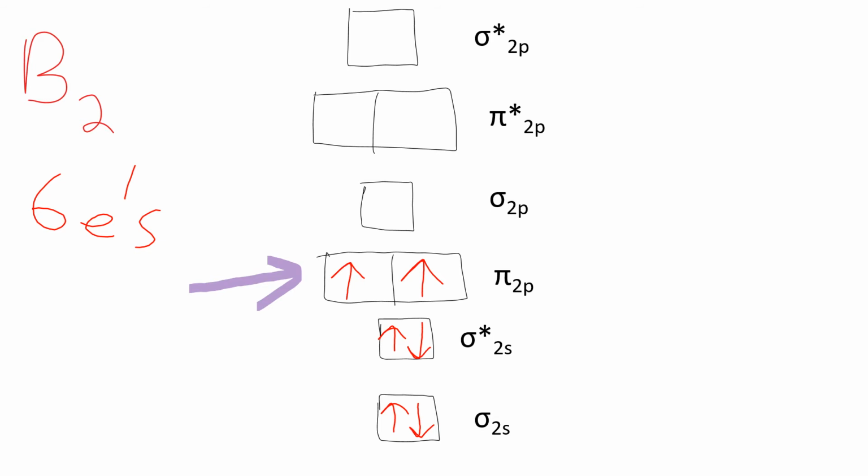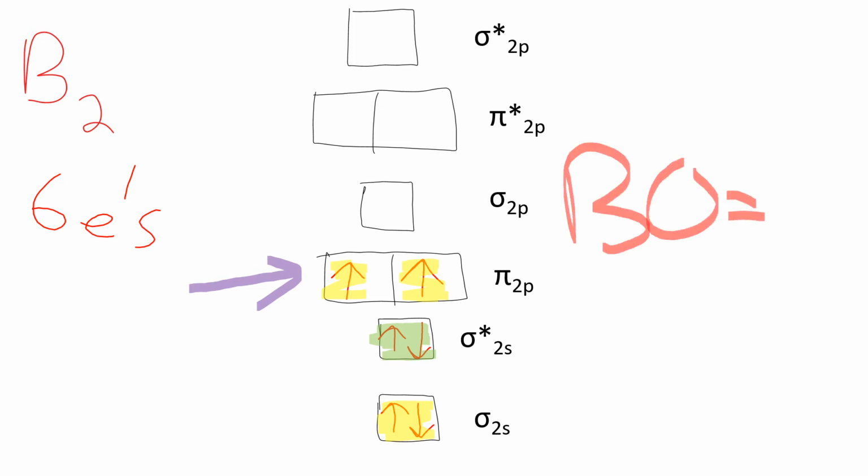We're dealing with the bond order for B2. Again, we'll highlight our bonding electrons in yellow. 2 there, 3, 4 bonding electrons. Highlight our anti-bonding electrons in green. We have 2. So 4 bonding electrons, 2 anti-bonding electrons. 4 minus 2 is 2. 2 divided by 2 is 1. Our bond order here is going to be 1 for this one.